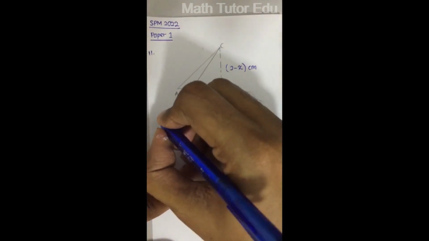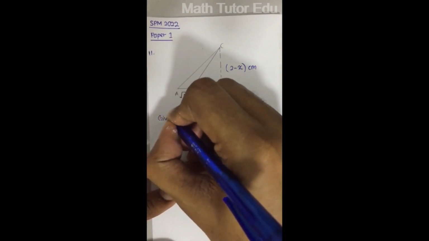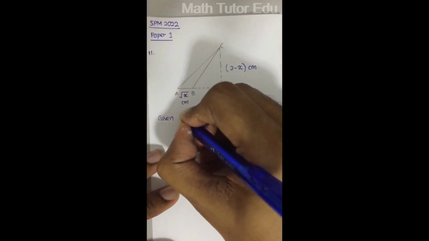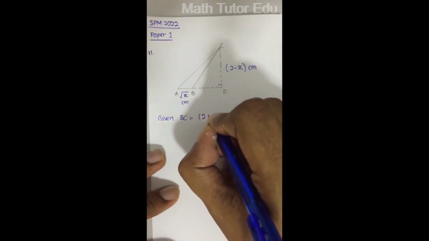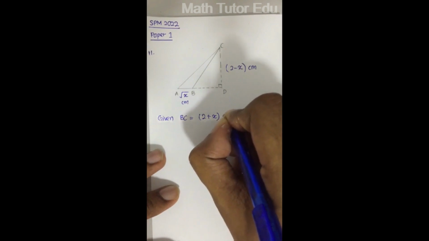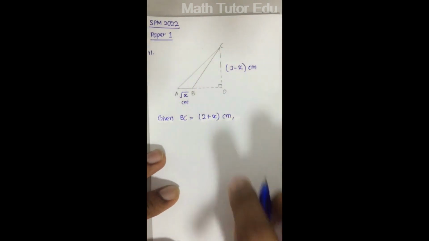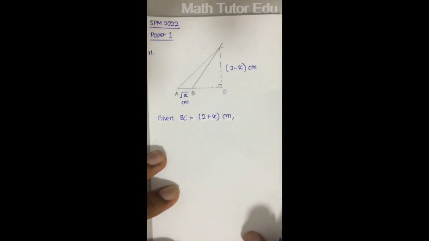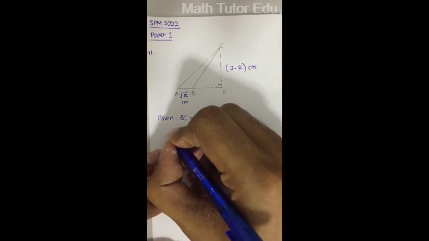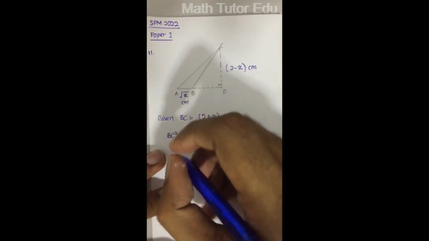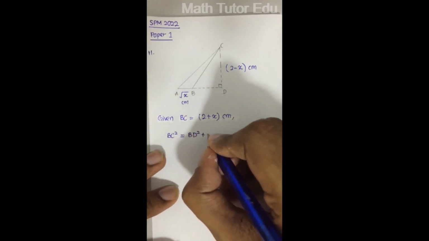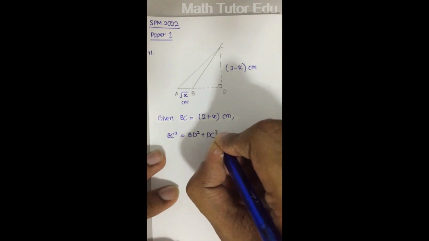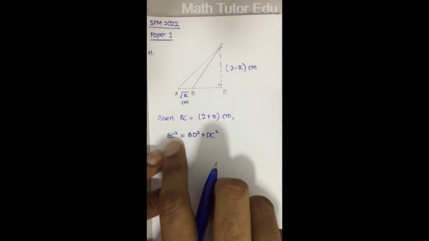So from here, given length BC is actually equals to 2 plus with x centimeter. Okay, so from here we're going to apply the Pythagoras theorem. So given that BC square is equals to BD square plus with DC square. Okay, so from here BC square is actually 2 plus x square.